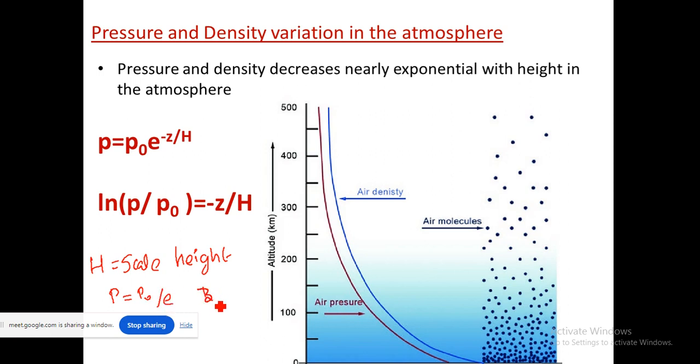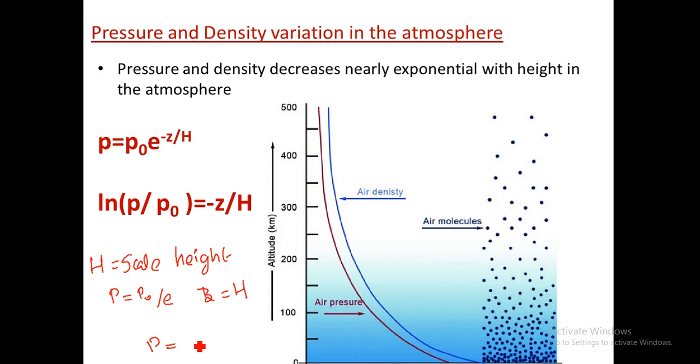That is, when Z is equal to H, then that equation becomes P is equal to P0 by e. So P is equal to P0 e raised to minus Z by H is the equation for the variation of pressure with respect to height. Z is the height at which the pressure is P. P0 is the surface pressure, and H is known as the scale height, which is basically the height at which the pressure reduces to 1 by e times its initial value, or its surface value. And in the atmosphere, the value is generally around 7 to 8 kilometers. So that is pressure variation.